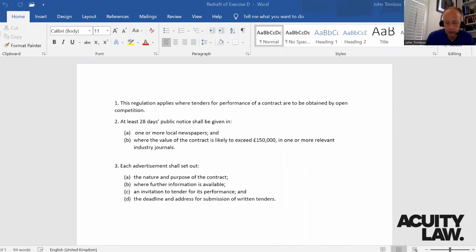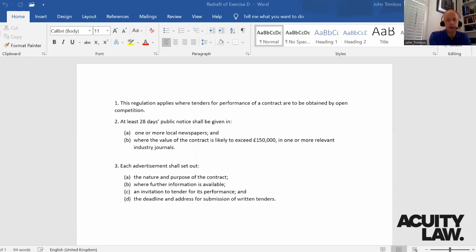Anything to do with drafting or quasi-drafting, I tend just to stay in the present tense like that. And then I've tabulated sentence 2. At least 28 days public notice shall be given in A, one or more local newspapers, and B, where the value exceeds this amount in one or more relevant industry journals, or however you want to express that. The point is, it is A and B, so it is both A and B. You'd be staggered by the number of people over the years who've tabulated that, and they've put or A, one or more local newspapers, or where the value exceeds this amount in the trade press. And that's totally wrong, isn't it? It's not or, it is and.